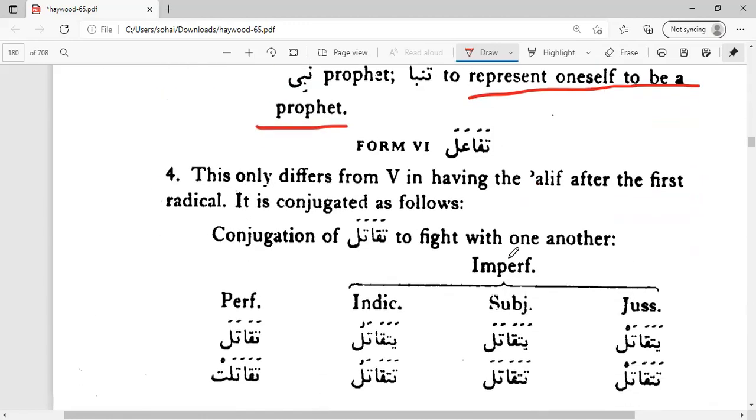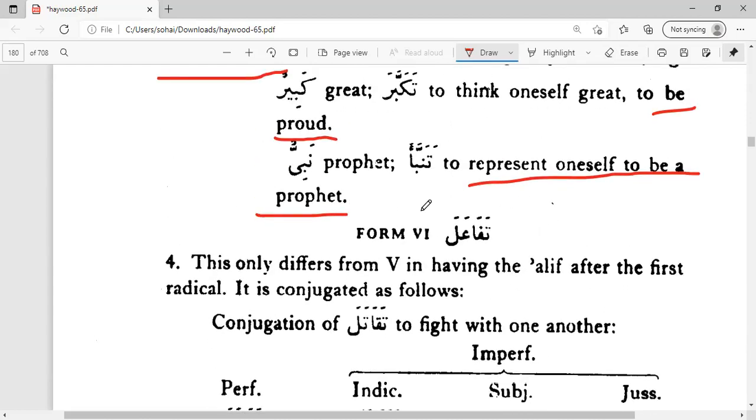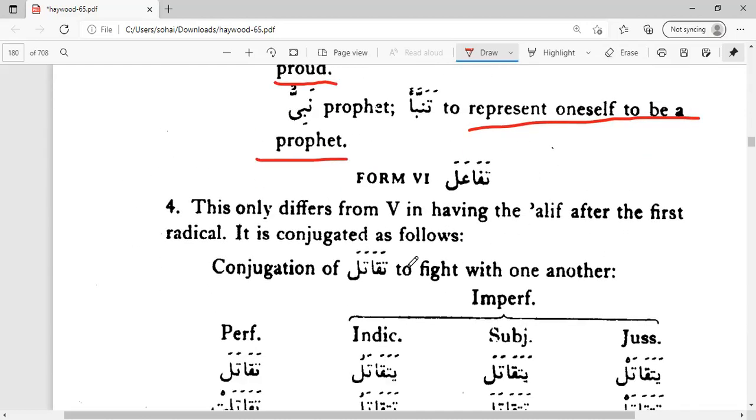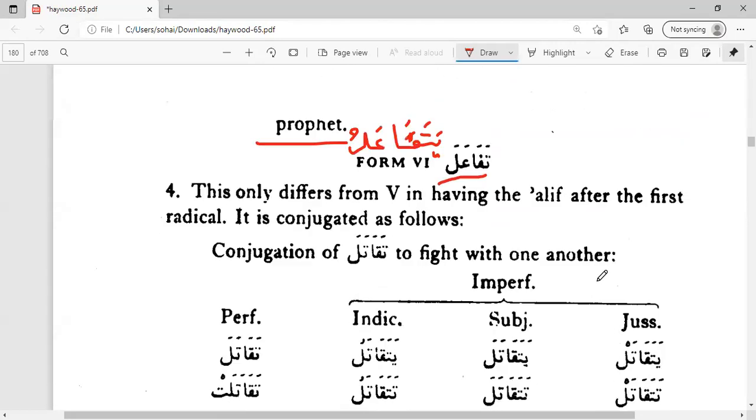Okay. So tafa'ala, yatafa'alu. This is the past, and in the present or imperfect, yatafa'alu. So Form 3, anybody remember Form 3? There was no ta, but it was on fa, with an additional alif there. So Form 6 just adds an additional ta. Does that make sense?